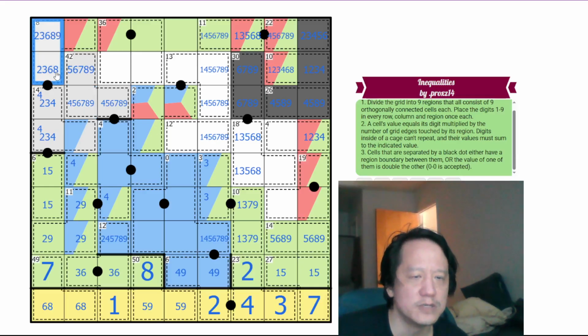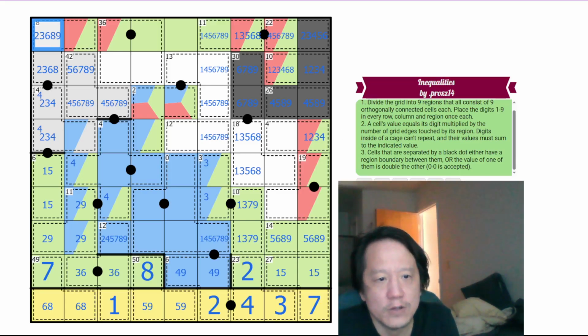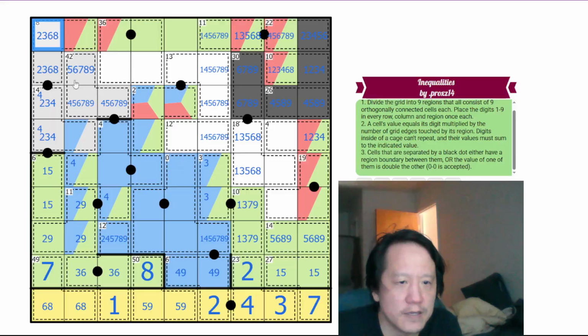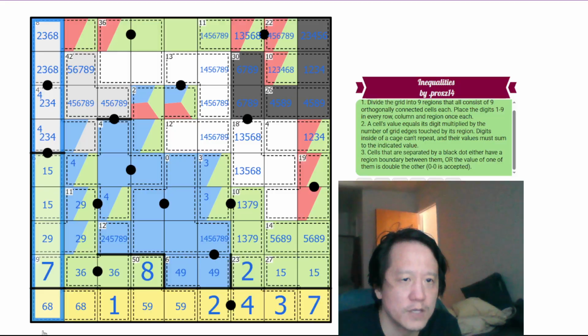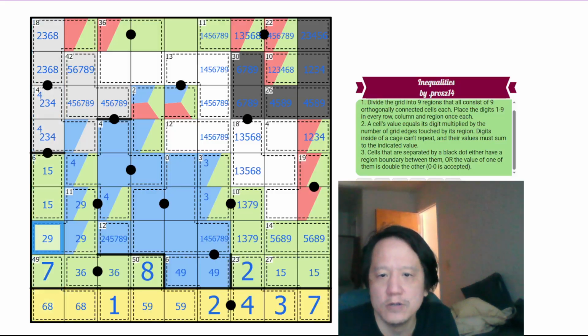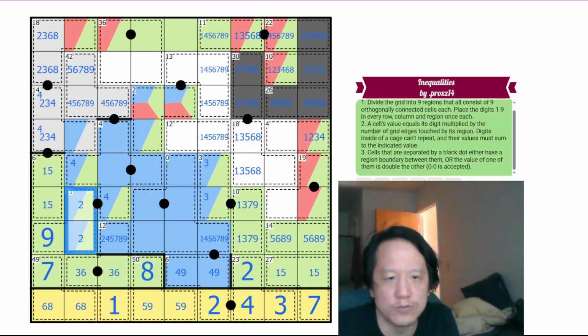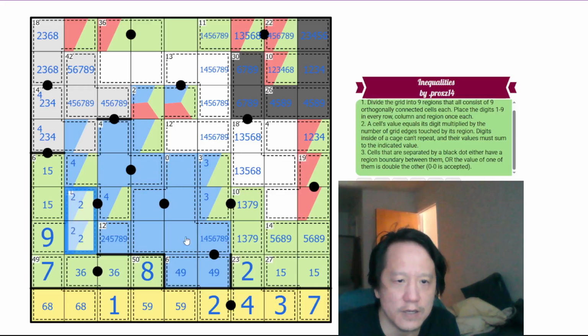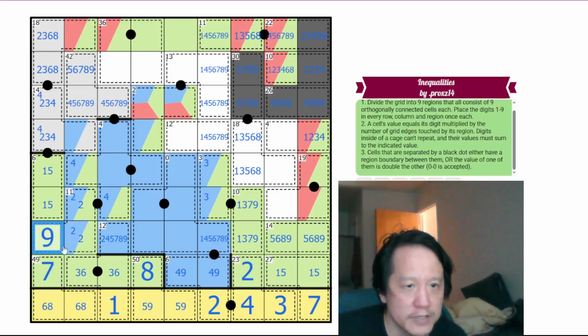9 cannot be doubled here. 9 plus is doubled is already 18. So where is the 9 then? In column 1. It has to be here. So that's 9, which eliminates 9 in the rest of the cage.